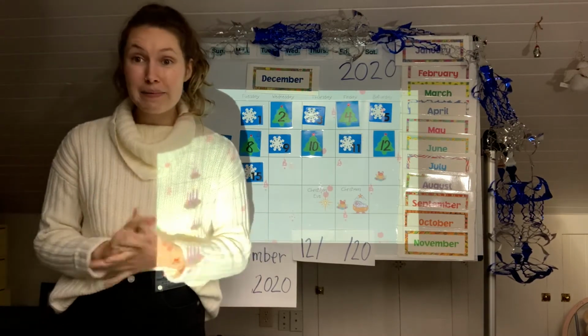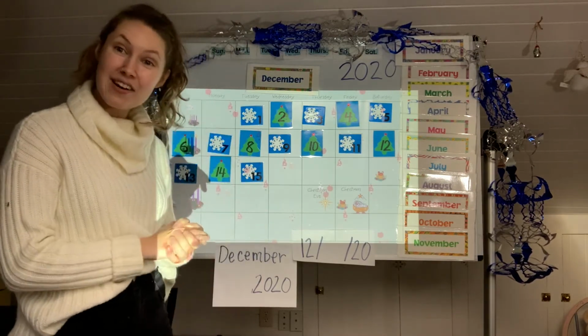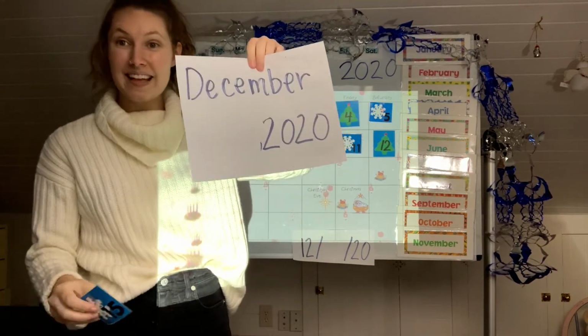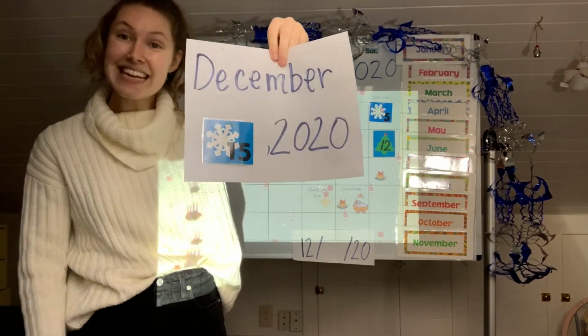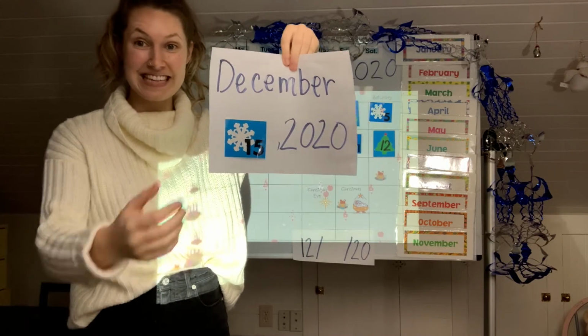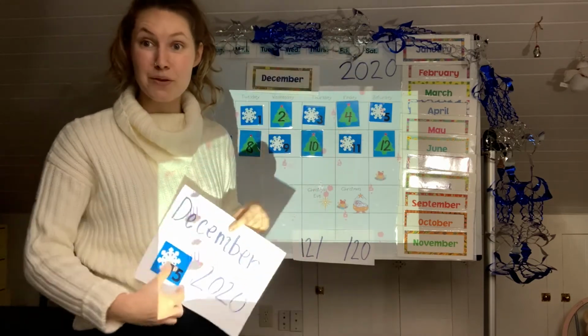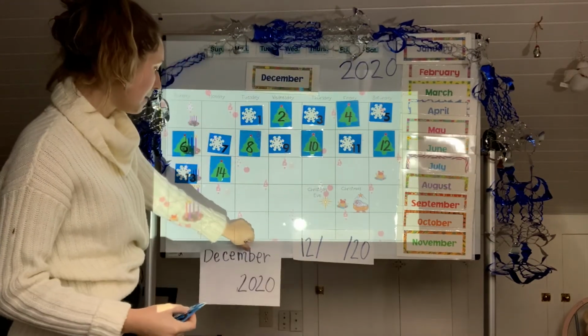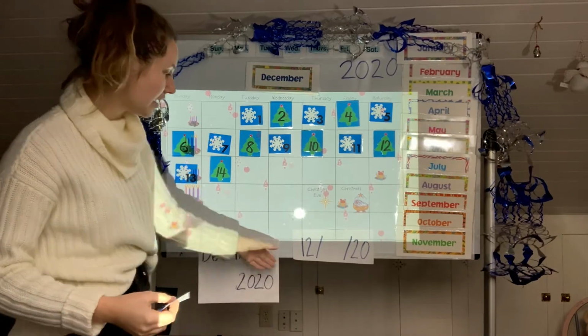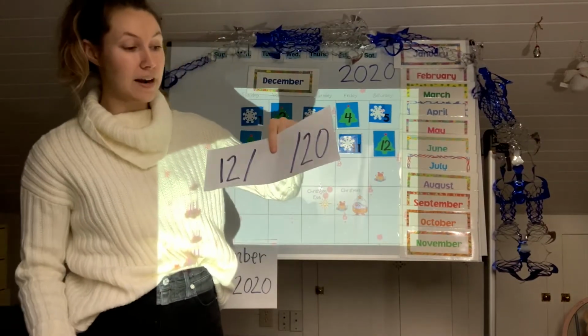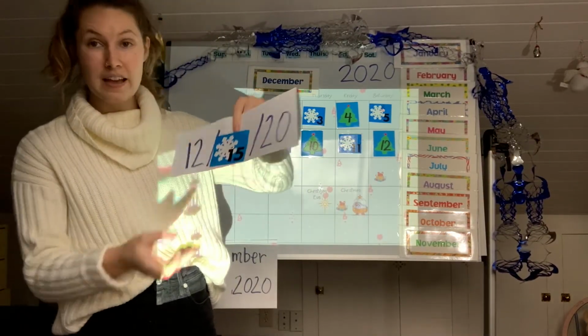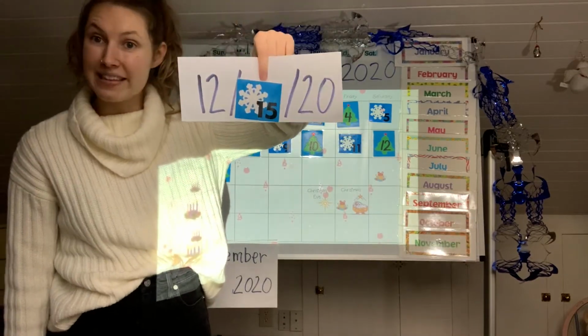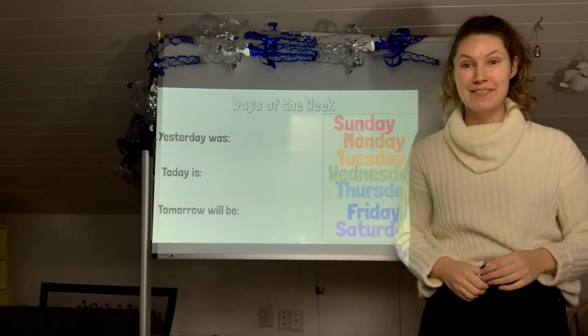Now that we've talked about our month and our year, we're ready to fill in our dates. So we said that today was December 15th, 2020. We could also write that using our numbers. Remember that there are 12 months in a year, which means that we could also write our date today as 12, 15, 20. Let's begin with our days of the week song.